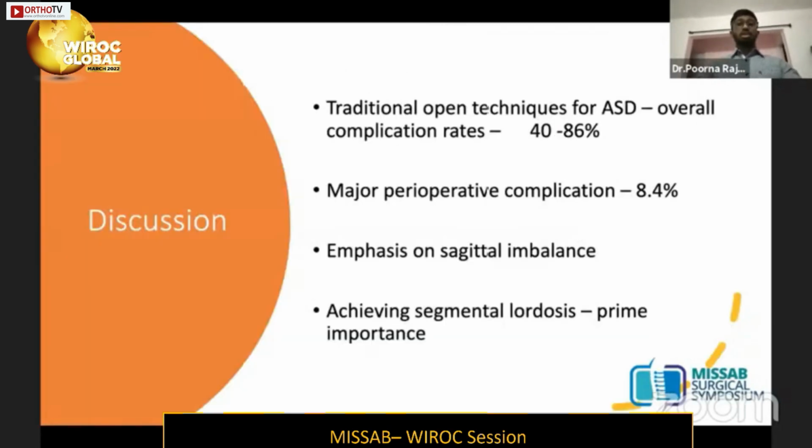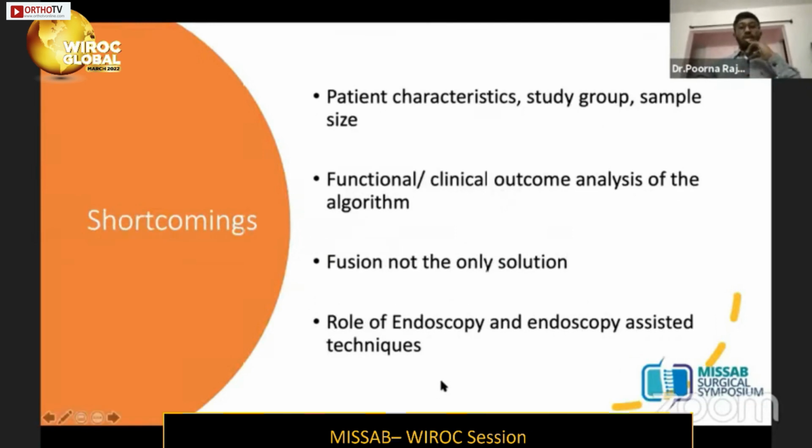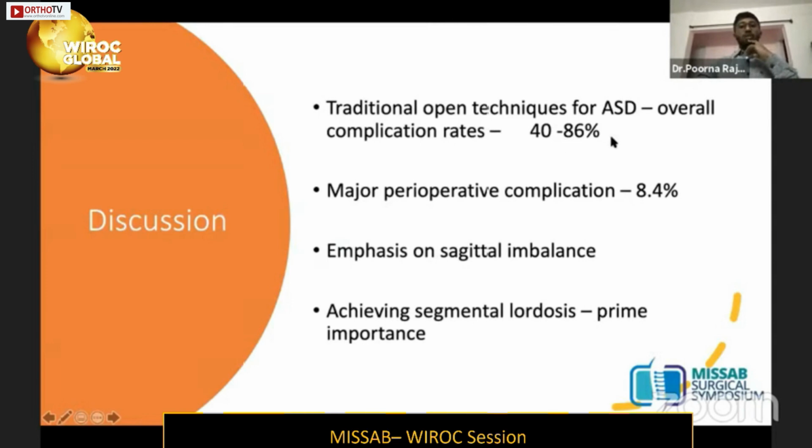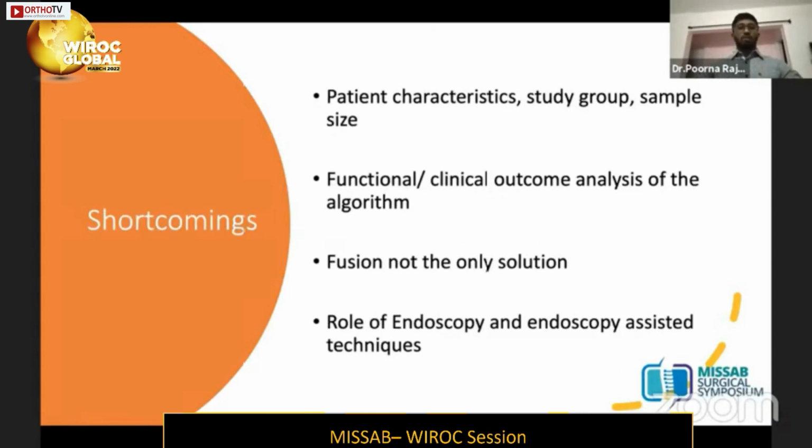Again, coming to the discussion of the paper. For traditional open techniques for adjacent segment degeneration, overall complication rates range from 40 to 86%, and they tend to have major perioperative complications in 8% of cases. So this paper mainly emphasizes that sagittal imbalance should be corrected, and achieving segmental lordosis is of prime importance when you are doing a short segment fusion.